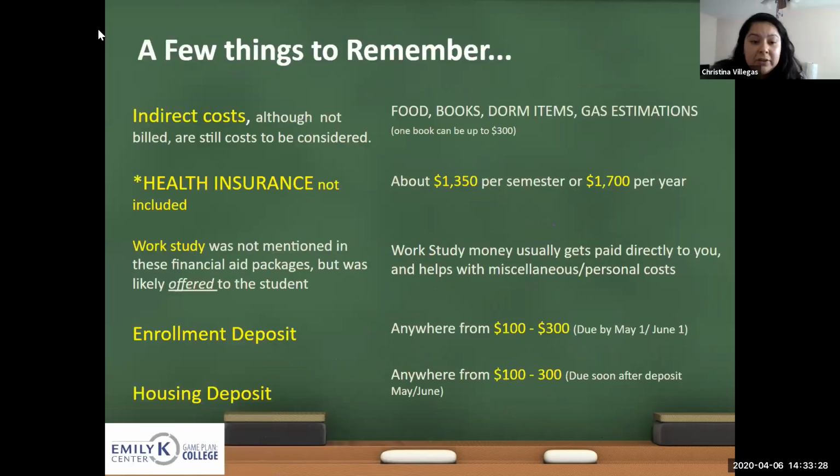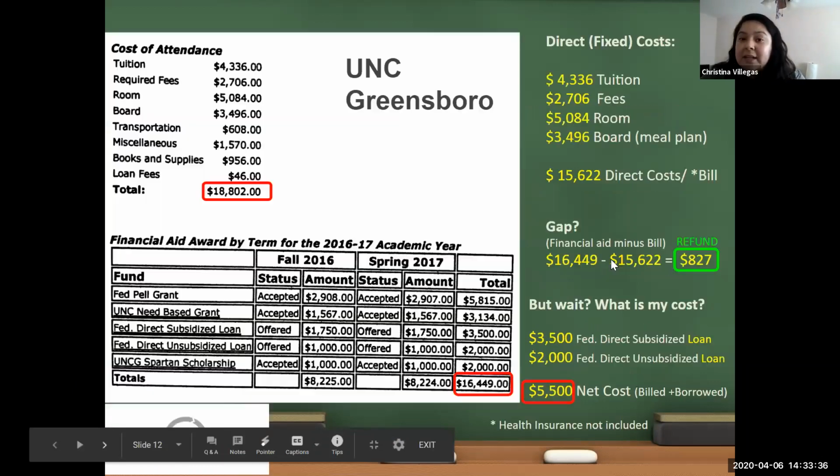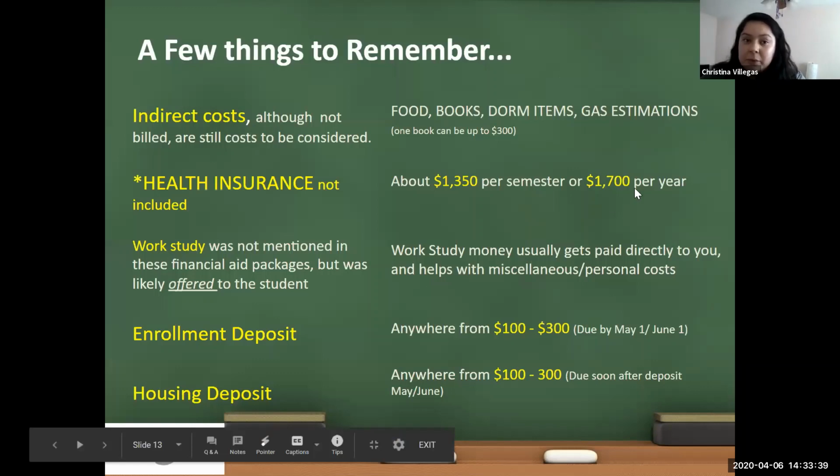To get the health insurance, the one that got the $827 refund back would not get a refund. In fact, they would owe money if they needed to get this health insurance from the school.